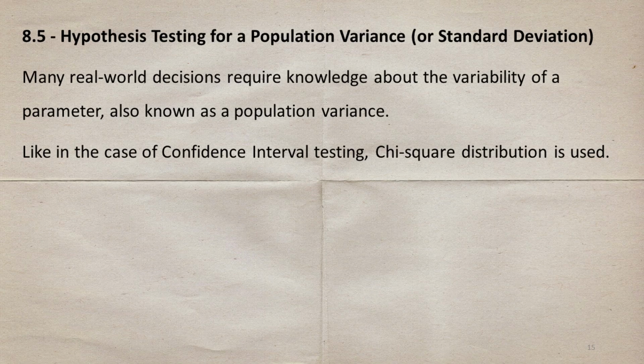Let's move to section 8.5, Hypothesis Testing for a Population Variance, or Standard Deviation. Many real-world decisions require knowledge about the variability of a parameter, also known as a population variance. Like in the case of confidence interval testing, the chi-square distribution is used for hypothesis testing for a population variance.